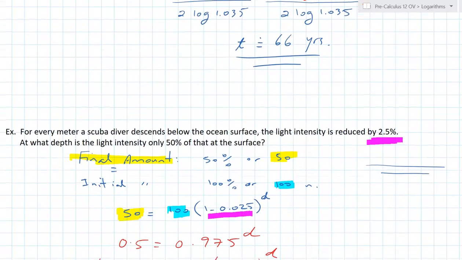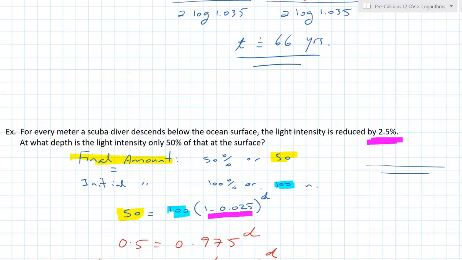So what you're using is basically the compound interest formula, but in a kind of differentiated way. You start with the final amount that you want, which is 50%, or 50. The initial amount is 100, so that's 100 right there. And then because this 2.5% is reduced, right? Reduced means going down. You start with 1, but you're subtracting the 0.025 out of that. And then d is the distance from the surface. And then you plug numbers in.